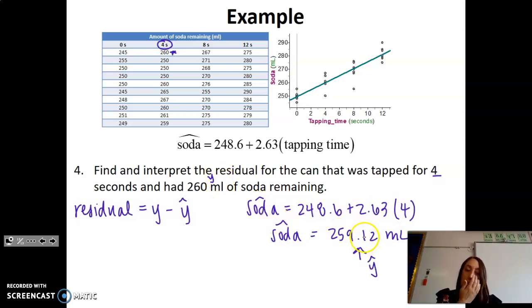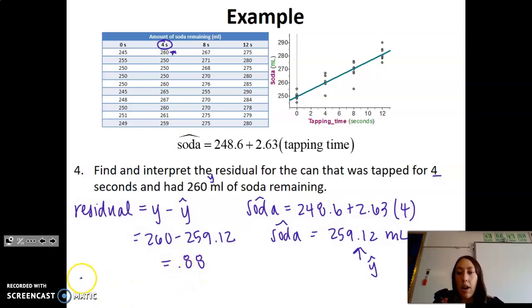My y is 260, my y hat is 259.12. You can see our predicted value is very close to what we observed. So let's go ahead and plug those in. 260 minus 259.12, and you can see that we get a residual of 0.88.